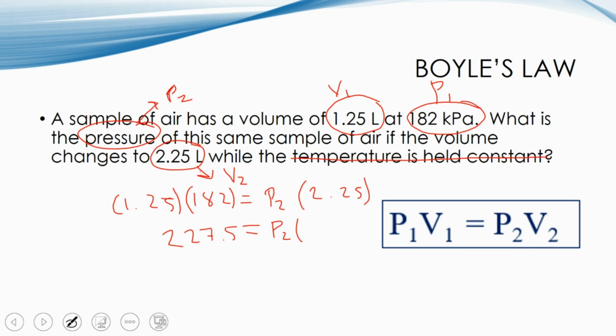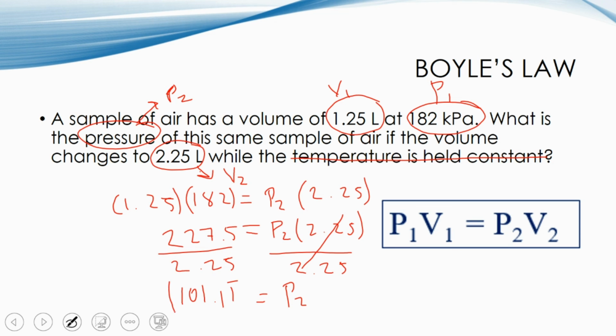I rewrite. And you don't have to rewrite. I just like rewriting things. So now that I have my pressure, my P2 times 2.25, I can do the opposite to get it by itself. What you do to one side, right? These cancel. You must do to the other. So when we divide for pressure 2, we're going to have 227.5 divided by 2.25. That is going to give us an answer of 101.11 repeating. And that is going to be in kilopascals.